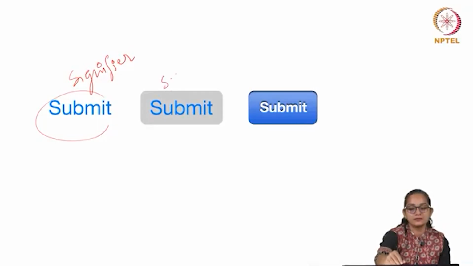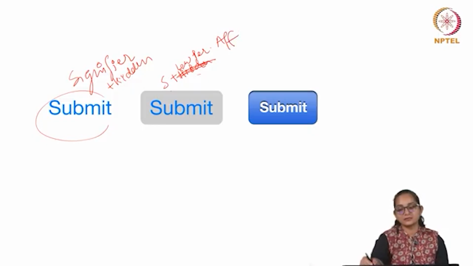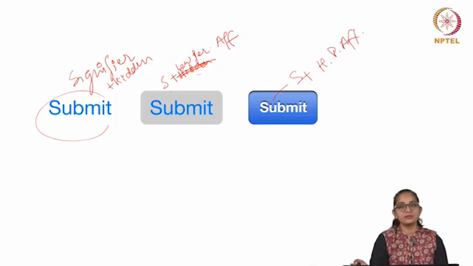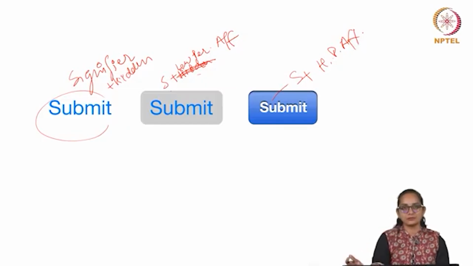This is signifier plus hidden affordance maybe, or less perceivable. This can be a hidden affordance because it may be a button, but just by looking at it you don't know. This is a low perceivability affordance, and with all of these other aspects, with the signifier plus high perceivability affordance, just by looking at it you know that if I press this button it will submit whatever you want to submit.